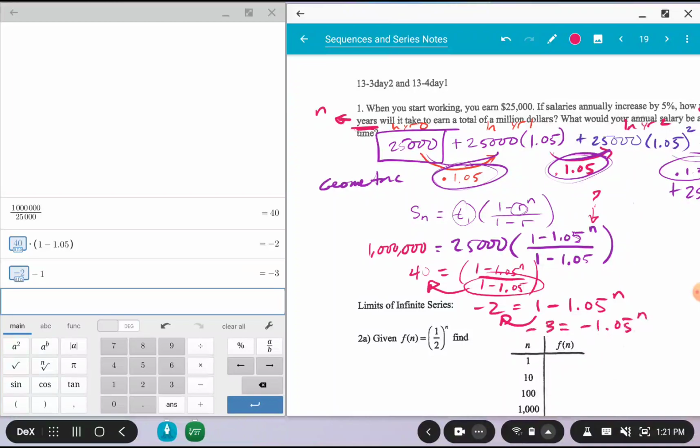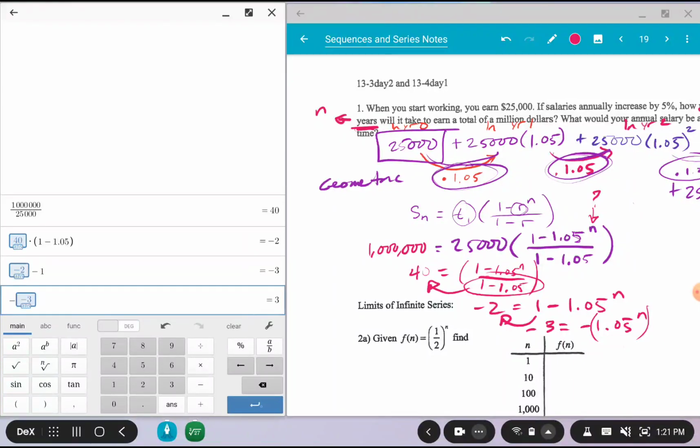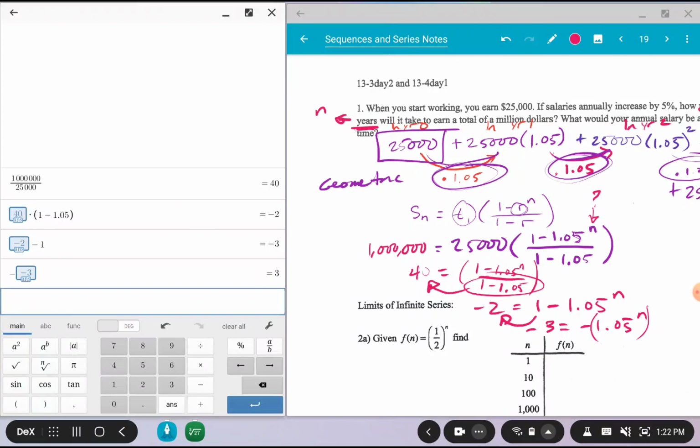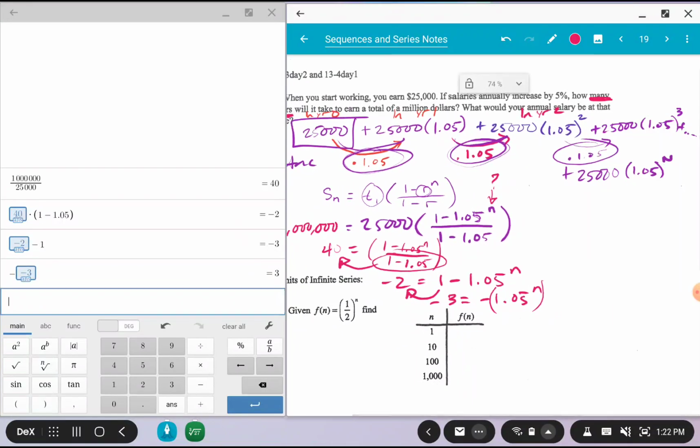And then now the negatives, that's really minus 1.05 to the n like that, right? So what we can do is actually divide out that negative. So we're going to get positive 3. So negative answer, that'll give us positive 3. And then now we are coming across a situation where we have 3 equals 1.05 to the n. How do we solve for n? Hopefully what you're saying is you're logging both sides, right? So we log both sides, and then we can bring that exponent down like this.